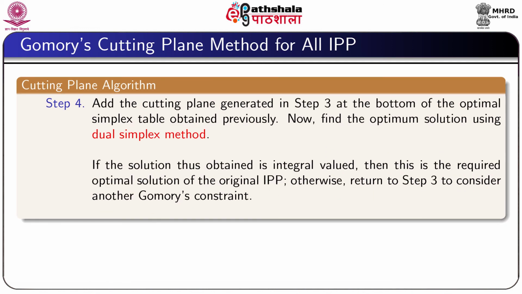In the next step, we add the cutting plane generated in step 3 at the bottom of the optimum simplex table obtained previously. Then we proceed with the dual simplex method to find the optimum solution. If the solution thus obtained is integral valued, then this is the required optimal solution of the original IPP. Otherwise, we return to step 3.